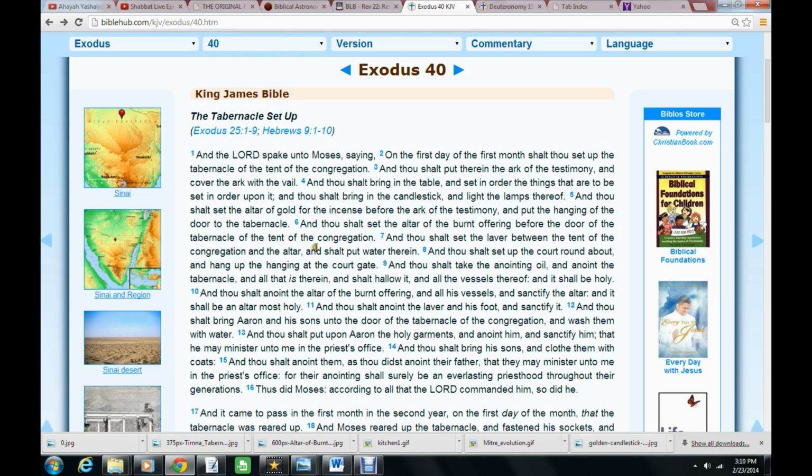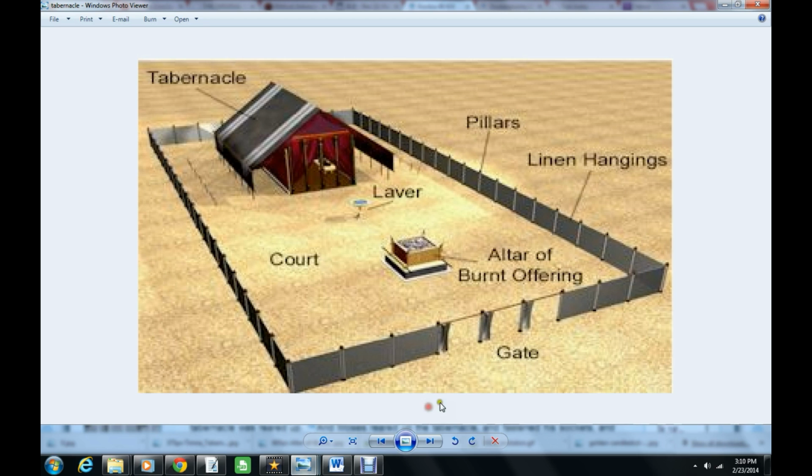And thou shalt set the altar of the burnt offering before the door of the tabernacle of the tent of the congregation. And thou shalt set the altar of the burnt offering before the door of the tabernacle. So that means you would be putting it right around this area. The altar's right here, the tabernacle's there, and the water should be in between.